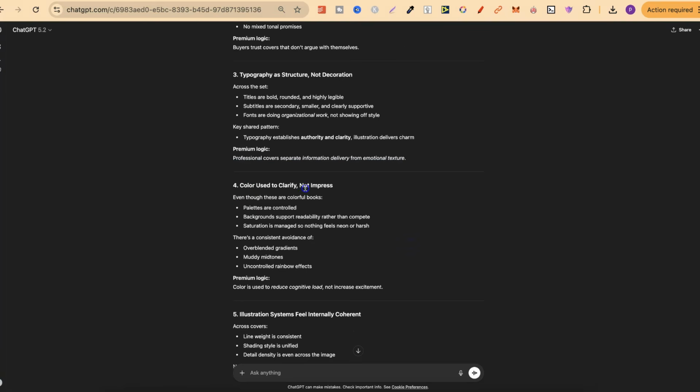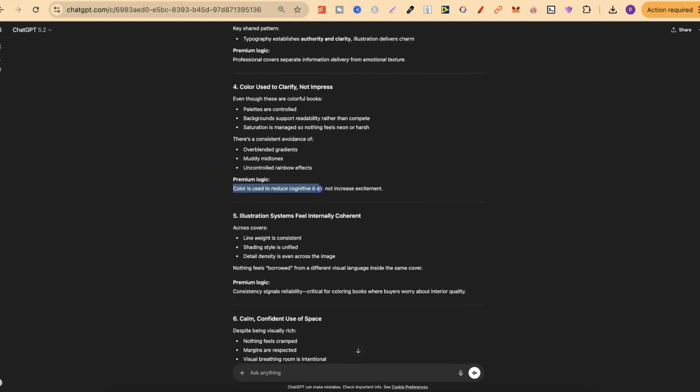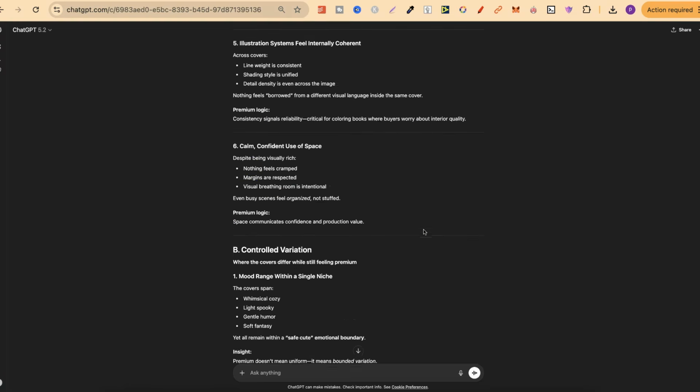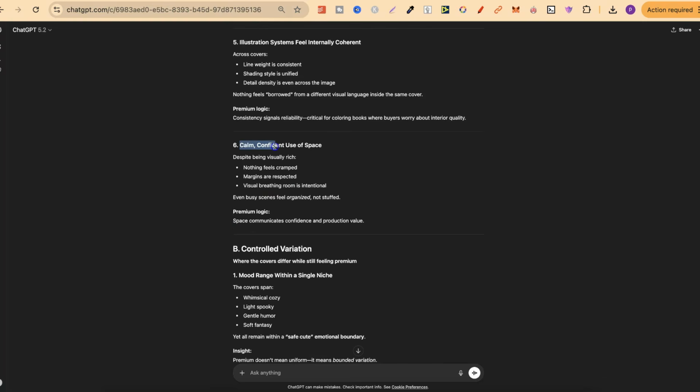Now, colour is used to clarify, not impress. So the premium logic here is colour is used to reduce cognitive load, not increase excitement. Now, illustration systems feel internally coherent. So premium logic: consistency signals reliability. Critical for colouring books where buyers worry about interior quality. Now, number six, calm, confident use of space. Premium logic: space communicates confidence and production value.